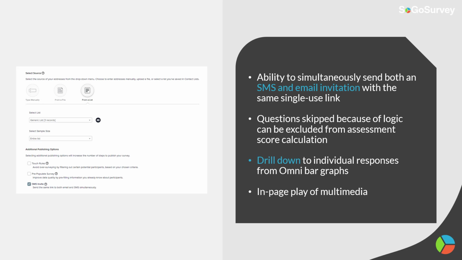So another opportunity there within distribution, you'll see sending a single-use link both in an email invitation to an email address and sending an SMS to a phone number, at the same time with the same link. Therefore, if your participant uses the SMS link first, that's fine. They won't be able to use the email invitation. If they use the email invitation link, that's fine. They won't be able to use it via SMS.